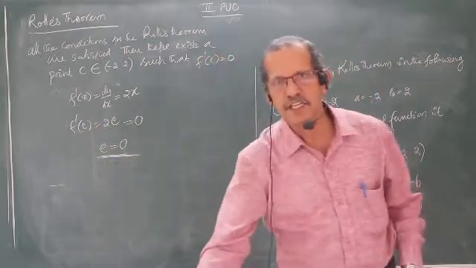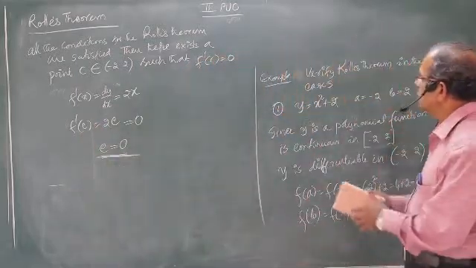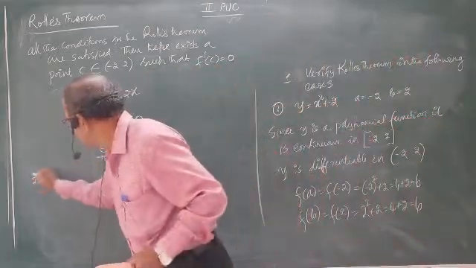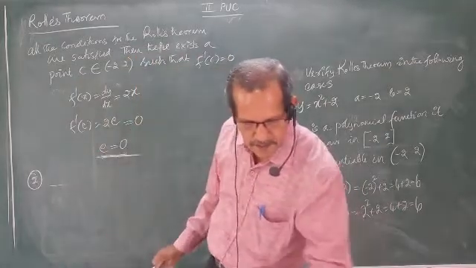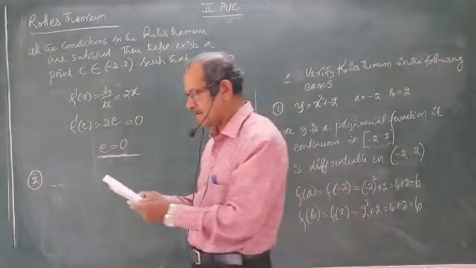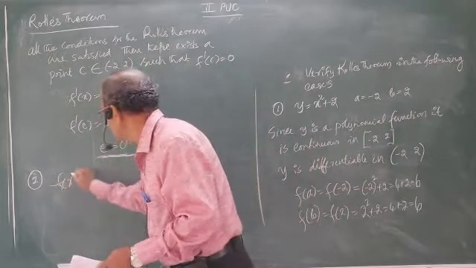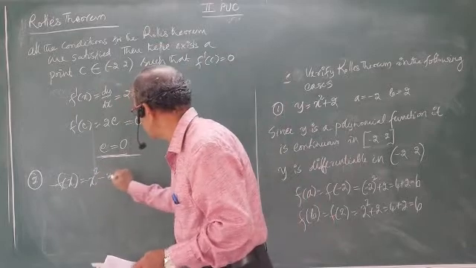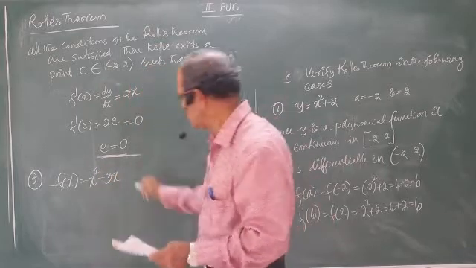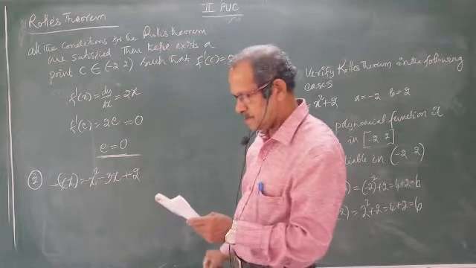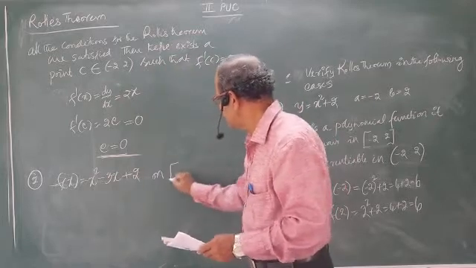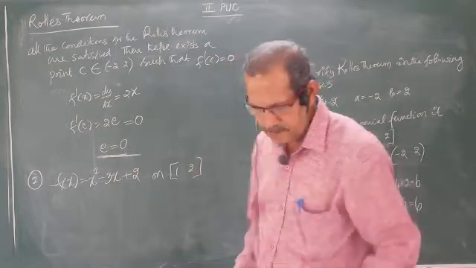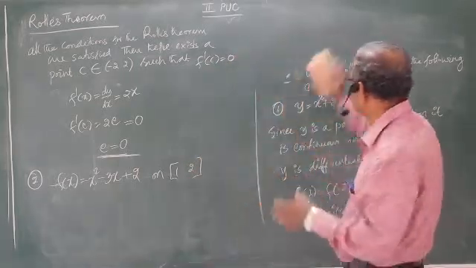Verification is just this. Let me take one more example so that the idea will be clear. Second one, f of x equal to x square minus 3x plus 2 on the interval 1 to 2. Careful, write one by one all the steps required for this.